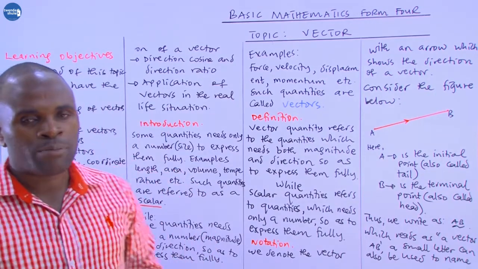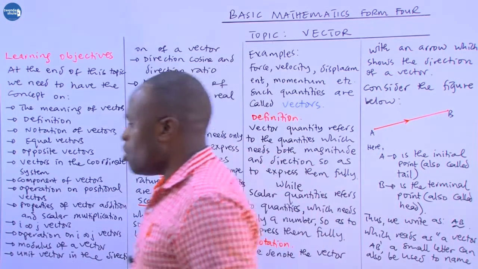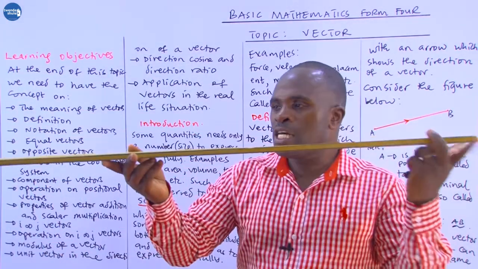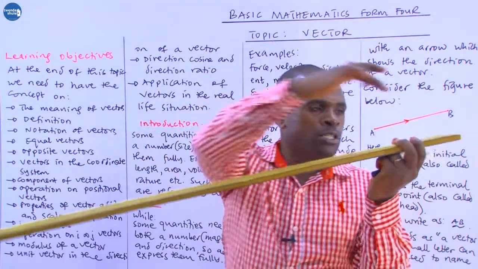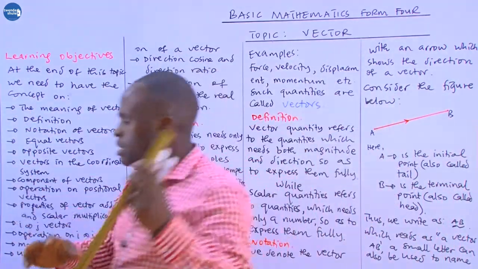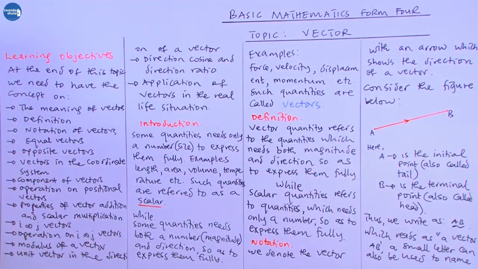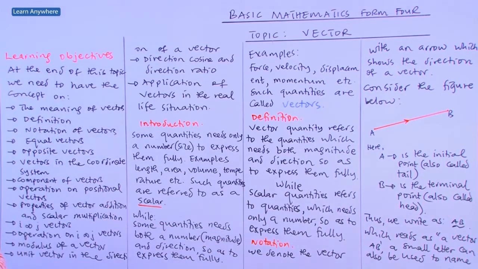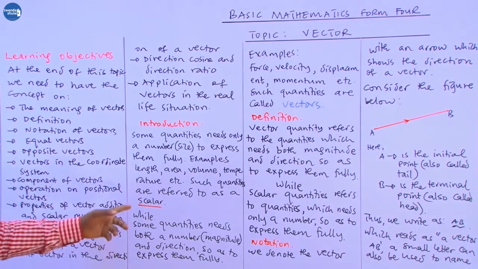So starting with the introduction part, some quantities need only a number so as to express them fully. For example, distance, or you want to look for the length of this ruler. You just take the measurement from this point to this to know the dimension of this one. The area of something else, or of a place, or of a field. You want to check the volume. Things like those are always expressed only by their magnitude. So such quantities are referred to as scalars.